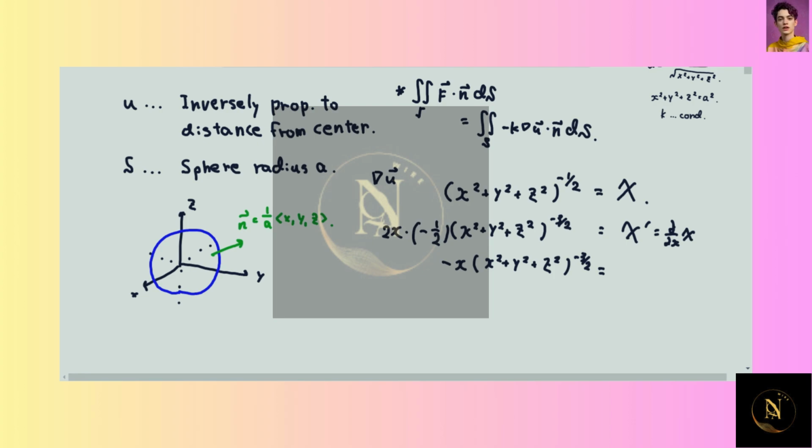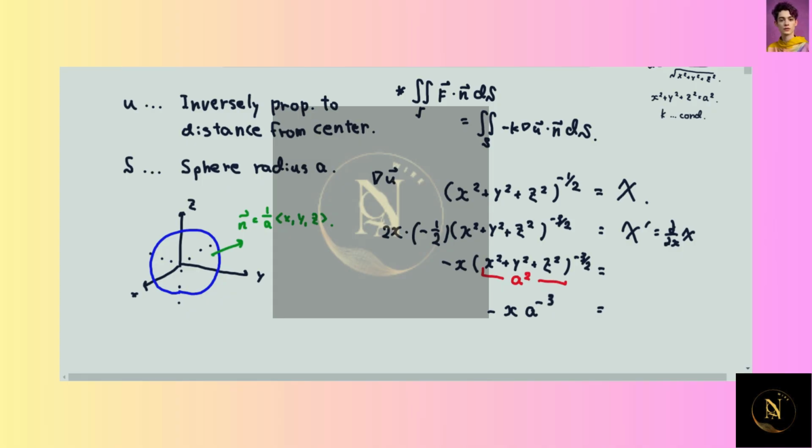Now, we know that x squared plus y squared plus z squared is equal to a squared, and this is where we can actually substitute it in. Not x squared, this is a squared. So if we substitute that in, this simplifies to negative x times a to the negative 3. Okay, it cancels out with the fraction portion of the exponent.